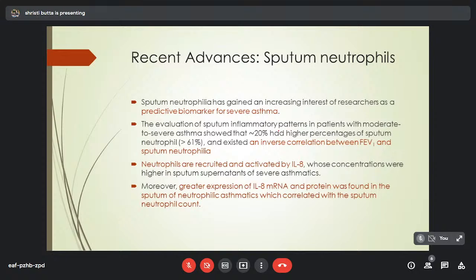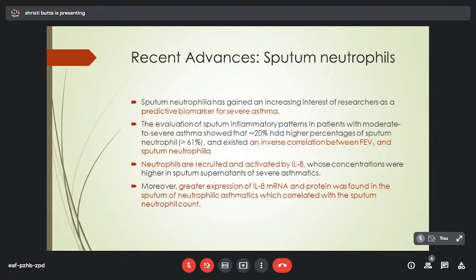Now coming to the recent advances, that is the sputum neutrophils. Sputum neutrophils have gained increasing interest by researchers in recent times because they are a predictive biomarker of severe asthma. The evaluation of sputum inflammatory patterns in patients with moderate to severe asthma showed that about 20% had a higher percentage of sputum neutrophils. This sputum neutrophil count shows an inverse correlation with forced expiratory volume 1, or the FEV1.